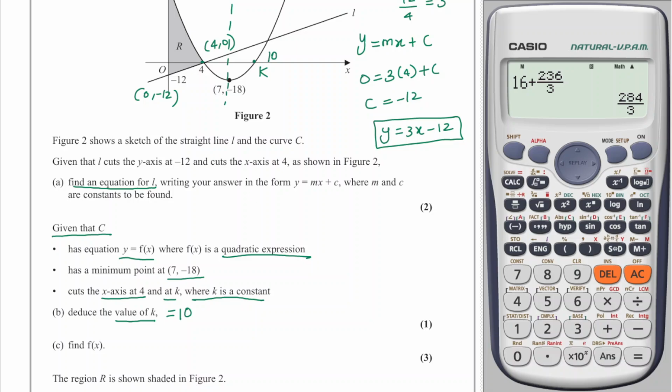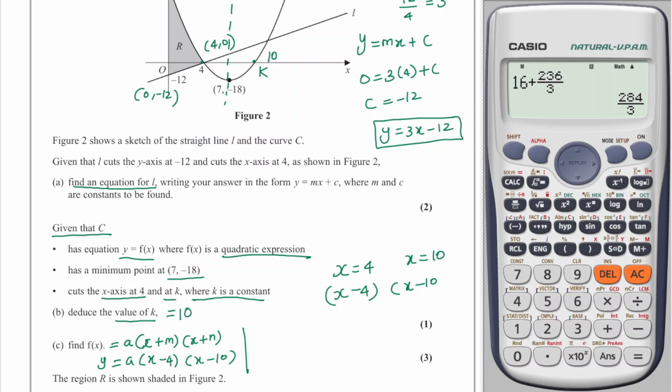Now we need to identify the f of x value. Since f of x is a quadratic, we can write a times (x plus m) times (x plus n). We have two intersect points, x equal to 4 and x equal to 10. So we can write y is equal to a times (x minus 4) times (x minus 10). Now I can substitute the turning point here.